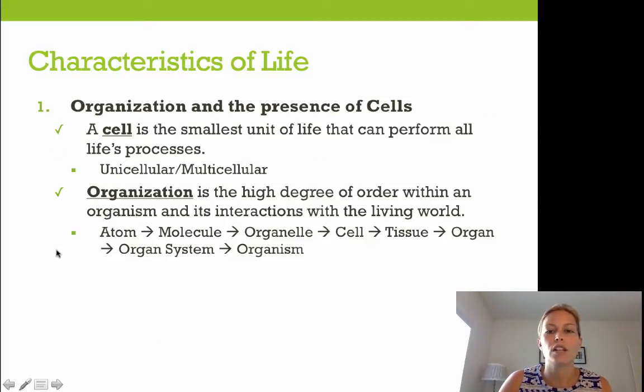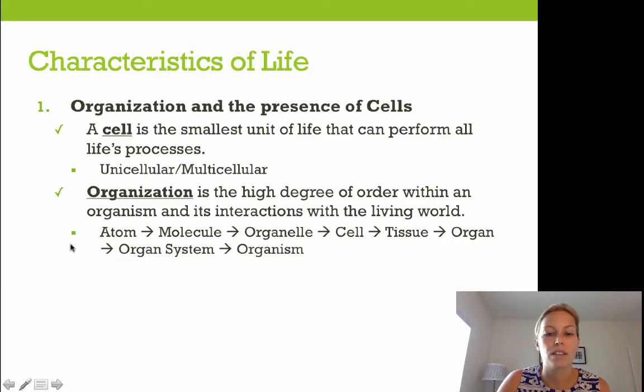So the first characteristic is organization and the presence of cells. A cell is the smallest unit of life that can perform all life's processes. So a single-celled or unicellular organism is a living thing, because it has all of the characteristics of life as well. Also, all living things have some degree of organization. And organization is just a high degree of order within an organism and its interactions with the living world.